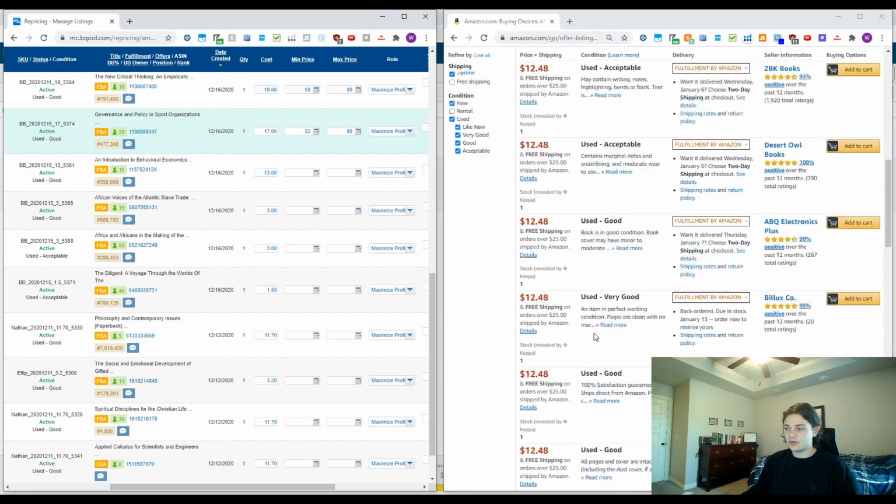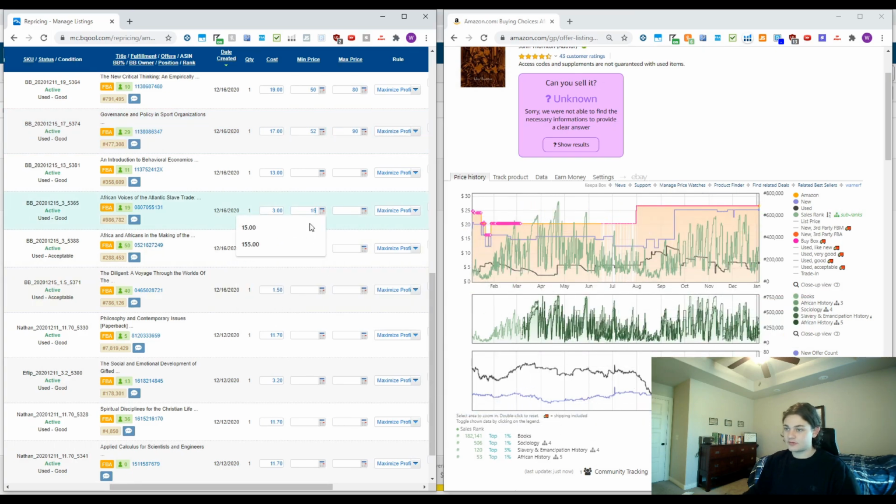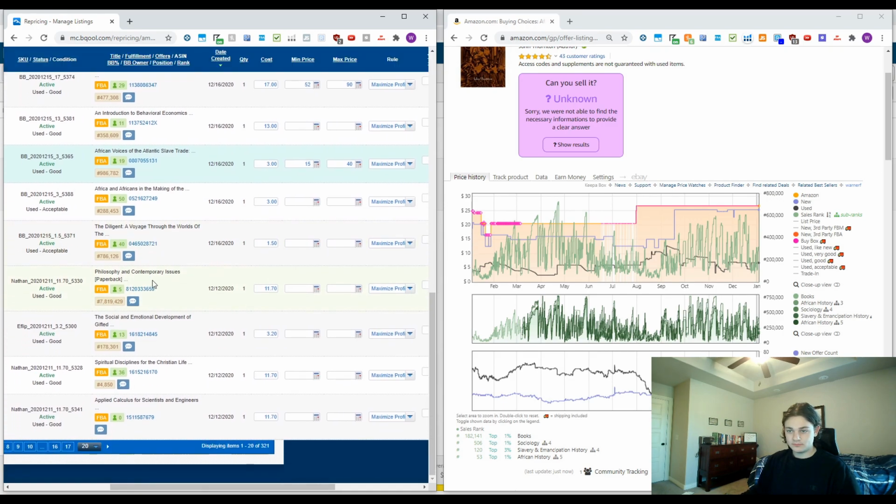So I'm probably going to put this book at $15, a little bit of a premium above that merchant price, and then hopefully it gets that boost again. So we're going to go ahead and go 15, and then I don't really care about the max price here because it's probably never going to go up that high. Then we're going to save there.